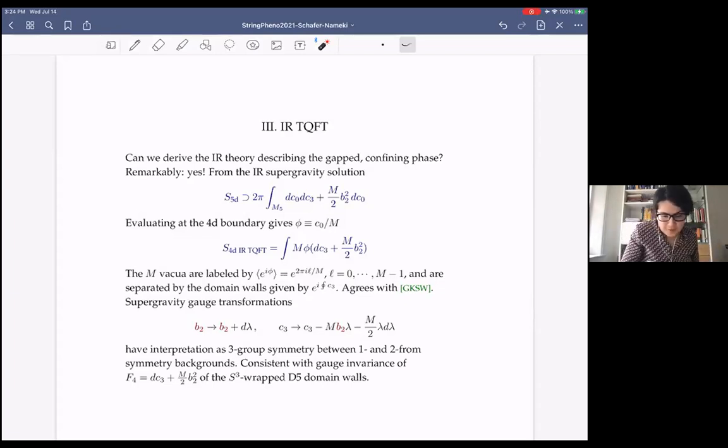There's an interesting observation here: something that in supergravity is extremely natural, that these higher form fields have these kinds of gauge transformations that can mix.